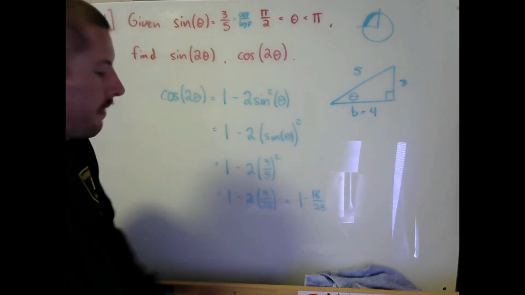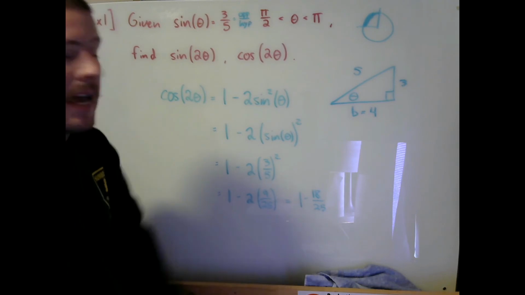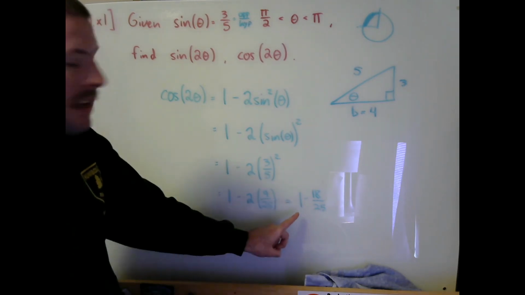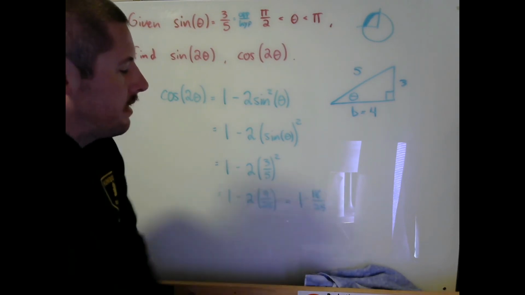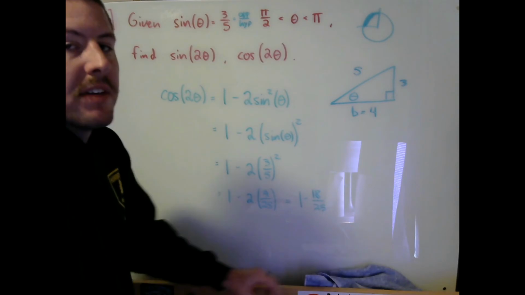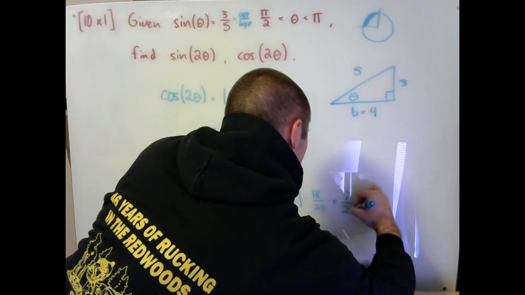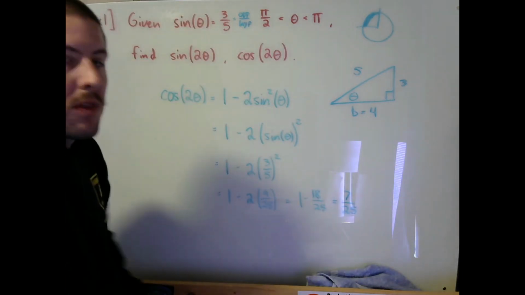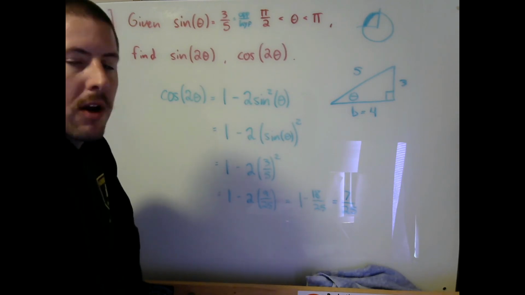By squaring 3/5, we get 9/25. 2 copies of 9/25 is 18/25. And when we subtract 18/25 from 1, I'm thinking of 1 here as 25/25. 25 minus 18 is going to leave us with a total of 7/25. Now, this was our route to finding cosine of 2 theta using one of the 3 double angle formulas that's associated with cosine of 2 theta.